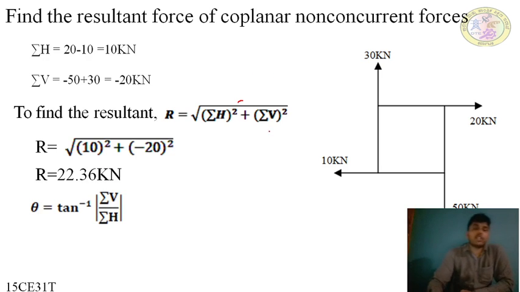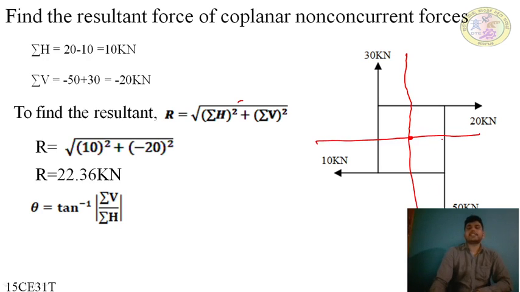And the direction of the force, where will it be? If you consider this as the center, again I'll draw an axis here, x-axis and y-axis, to know the direction of the forces. 22.36 kilonewton is the resultant force. Where does the resultant force lie in the problem? For that only we have drawn the x-axis and y-axis.